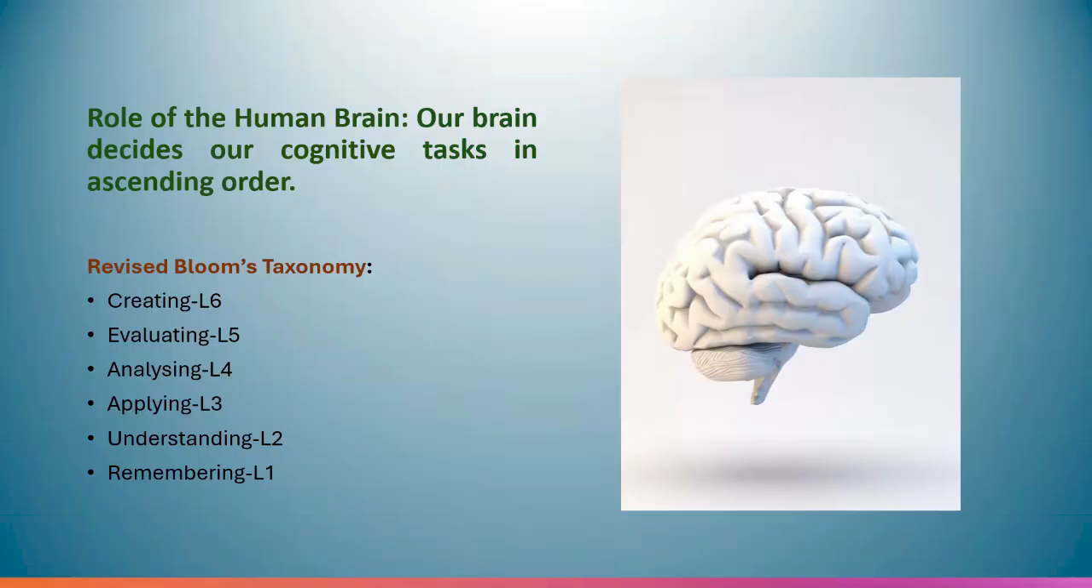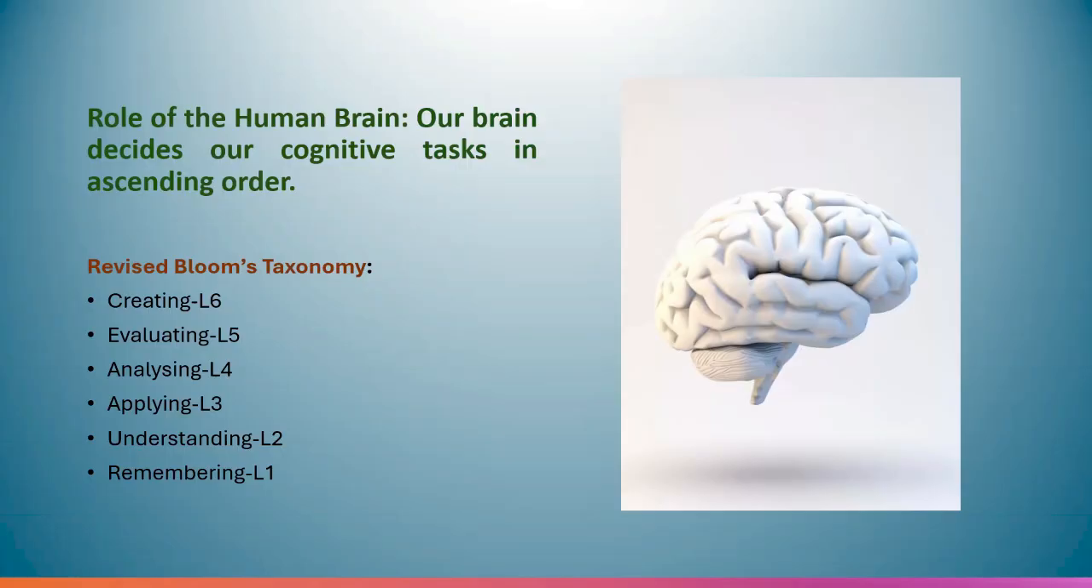Beloved learners, I will now talk about the role of the human brain. Our brain decides our cognitive tasks in ascending order. Cognitive domain is the brain. And what happens here? We think, we forget, we remember, we analyze, we interpret. Many things take place. But remember one thing, these things take place in ascending order.